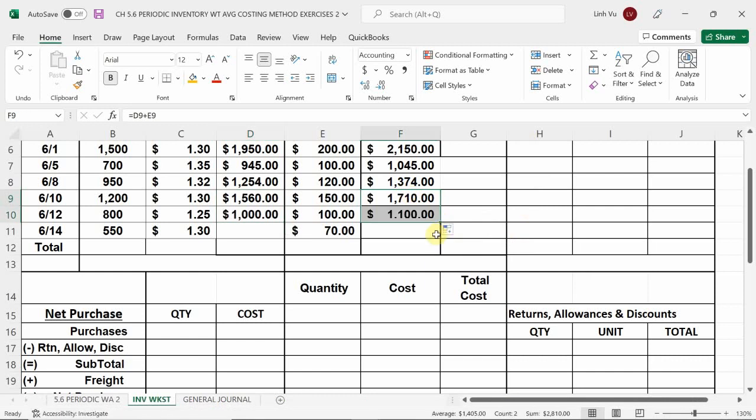Okay. And then last one is going to be June 14. We purchased 550 units at $1.30. That's 715, plus $70, $785. Awesome. So let's go ahead and take a look at what happened next.